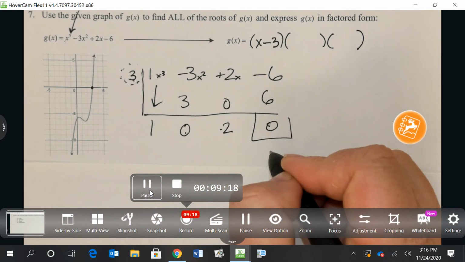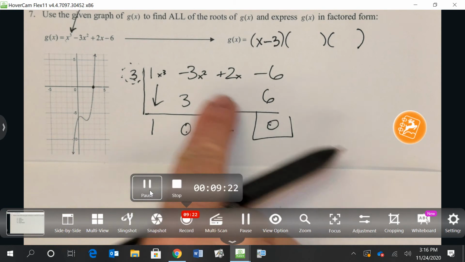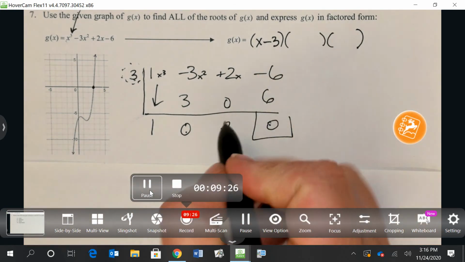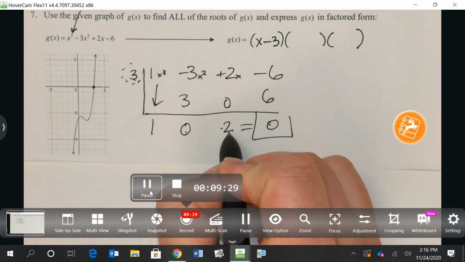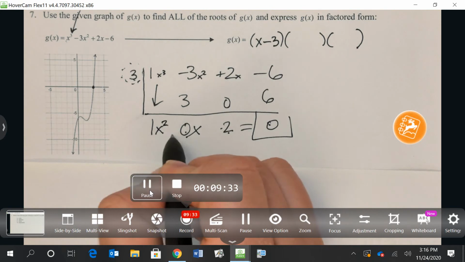Multiply, add straight down. And it worked. And you may be thinking, why did you do that? You already know it worked. Because this other portion is going to help me figure out the other 2 remaining factors. Remember, this has no x's, this has 1, and this has 2.